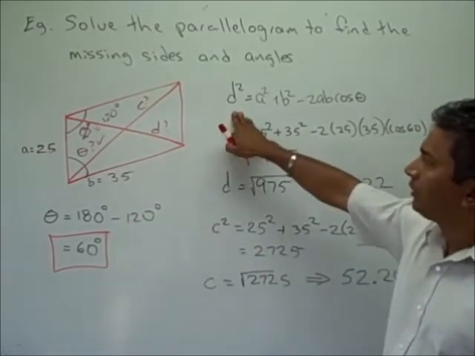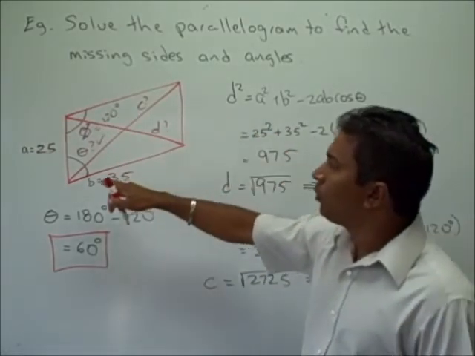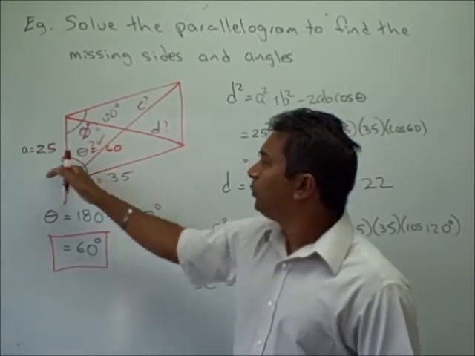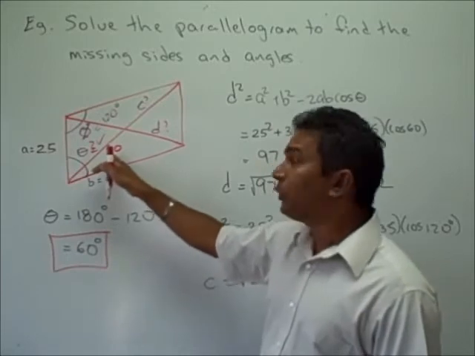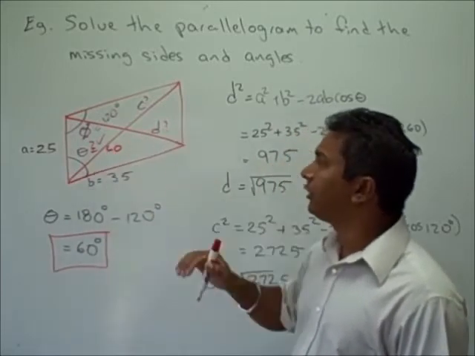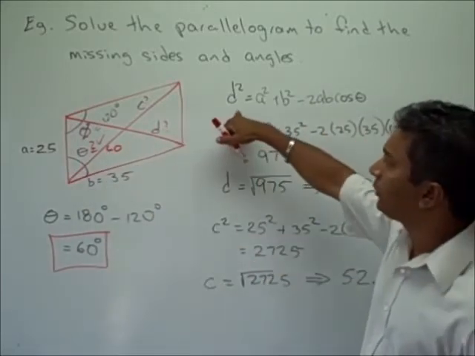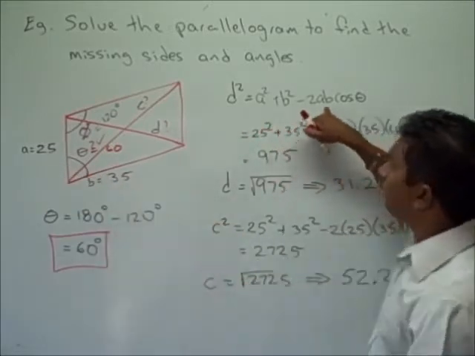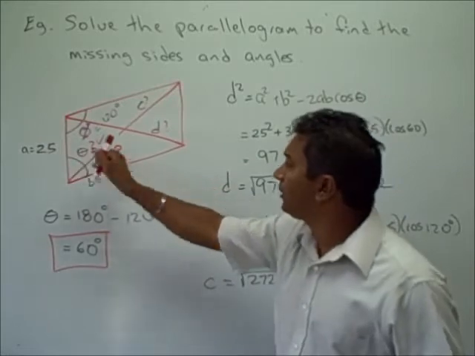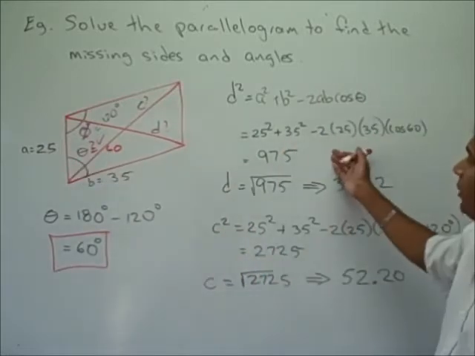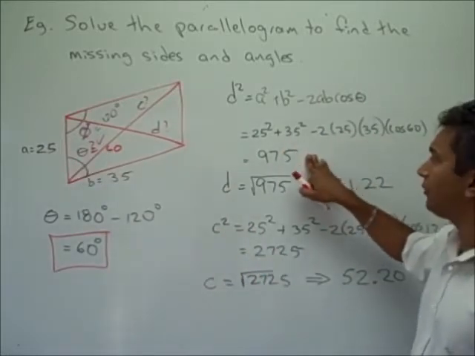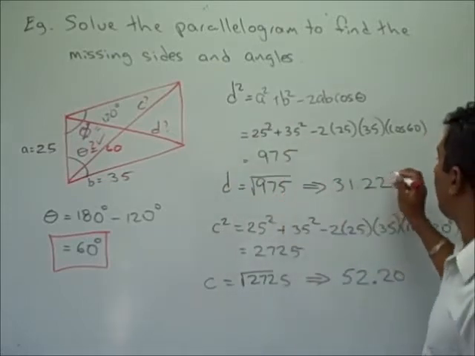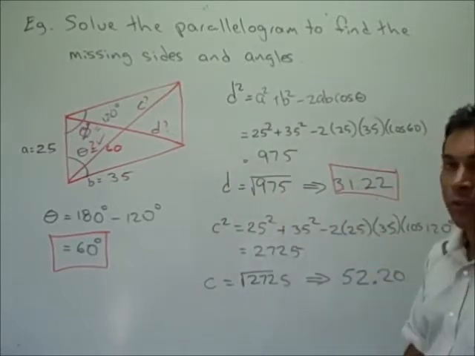Now let's look at finding side D. Since we have theta, which is 60 degrees, we have two sides and an included angle, we can use our cosine rule to find side D. We know D squared is equal to a squared plus b squared minus 2ab times the cosine of theta, which is 60. Now this simplifies to give us 975. So D is equal to the square root of 975, or 31.22 units.